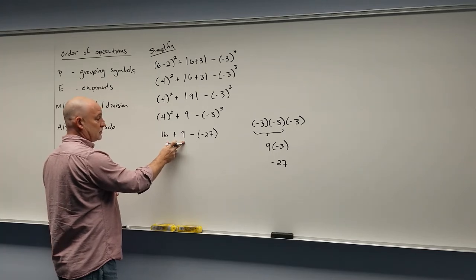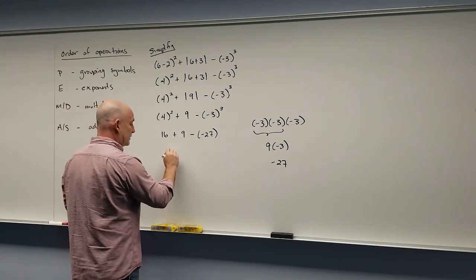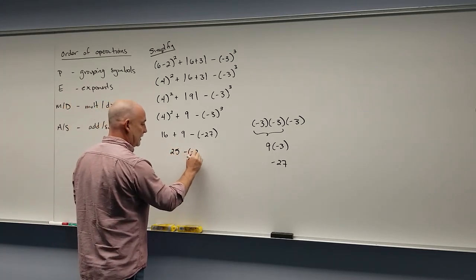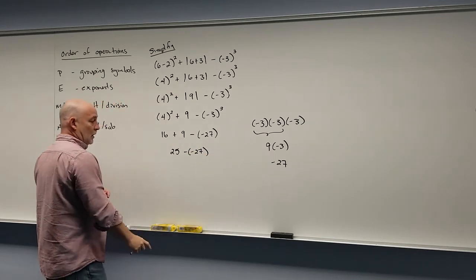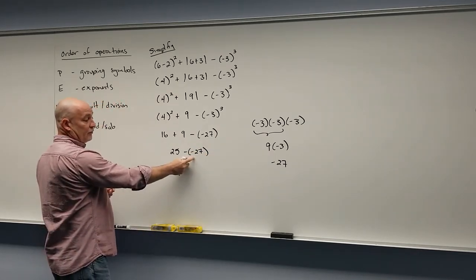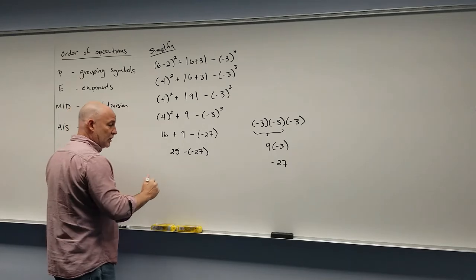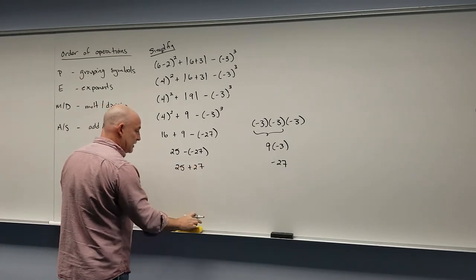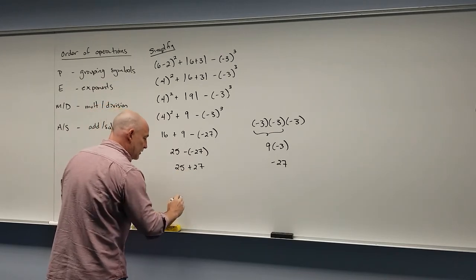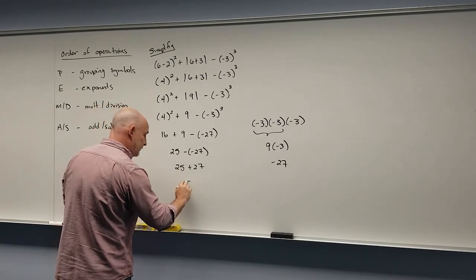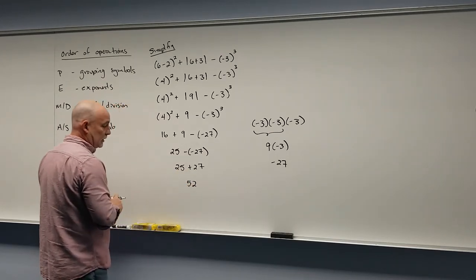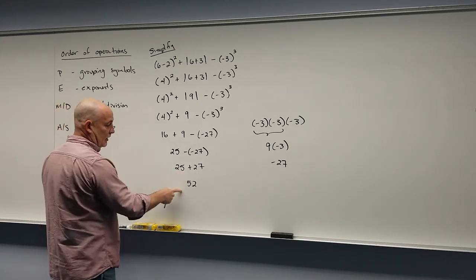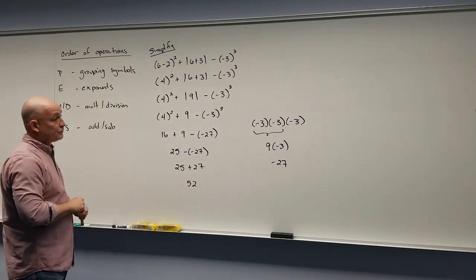We do the first addition or subtraction we get to, so that's going to be 25 minus a negative 27. Now when we're adding or subtracting, if we see this double negative, we need to turn it into a positive. So that's 25 plus 27. They're both positive, so we're just going to add them together. That's 52. And since they're both positive, our answer is positive.